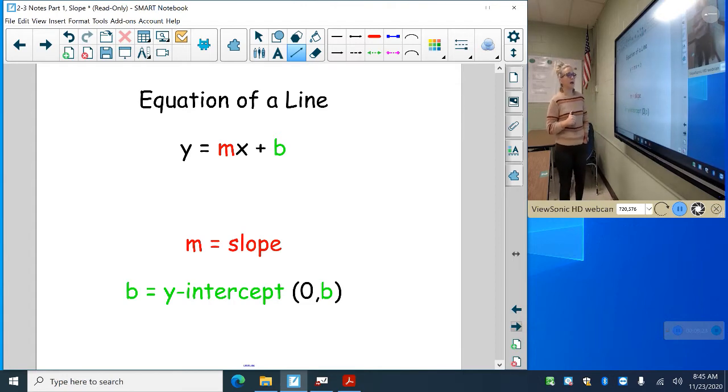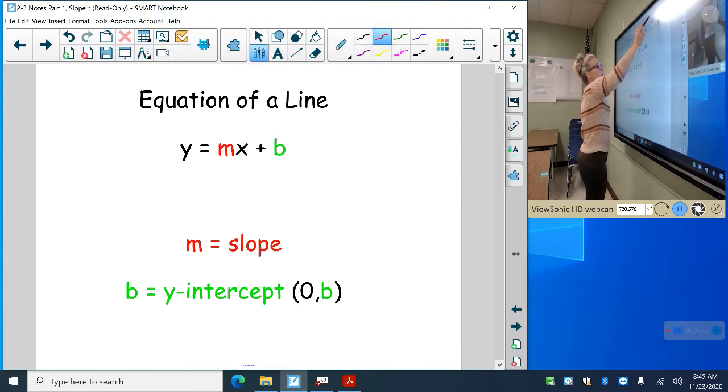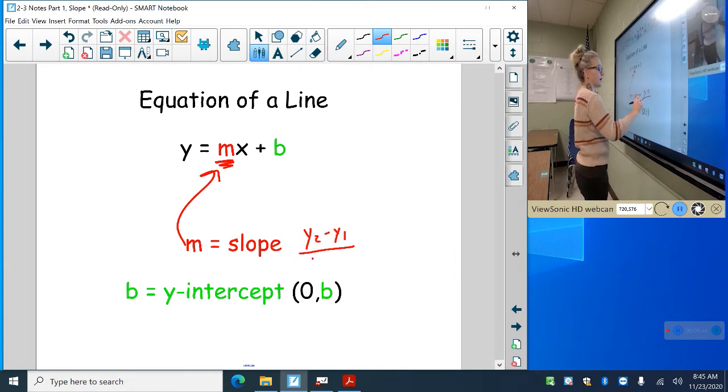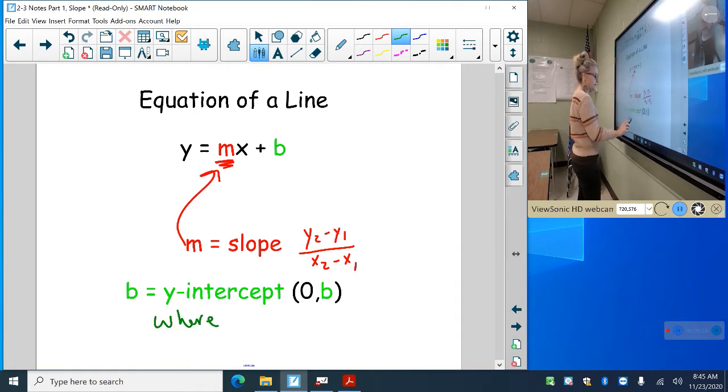All right, equation of a line, y equals mx plus b. This should be a review for most of you, but we just want to talk about how m in y equals mx plus b is the slope that we just talked about. Okay, m slope is y2 minus y1 over x2 minus x1, change in y over change in x, whatever you want to call it. And b, the y-intercept, we haven't really talked about yet. Y-intercept is where the line crosses the y-axis.